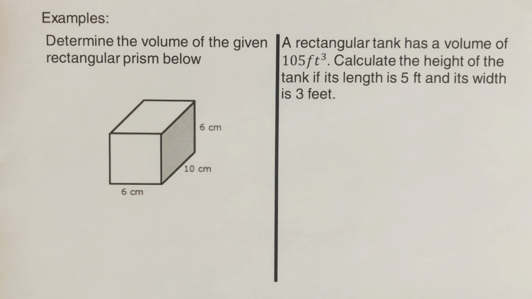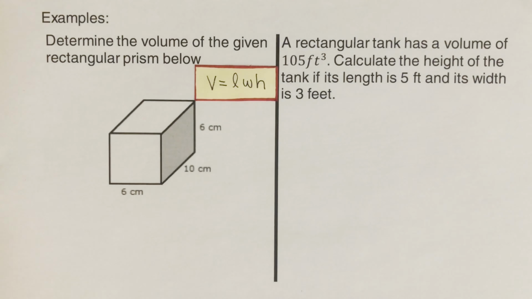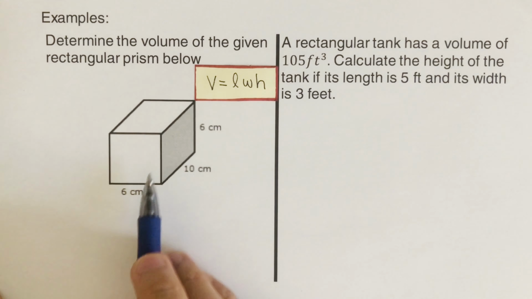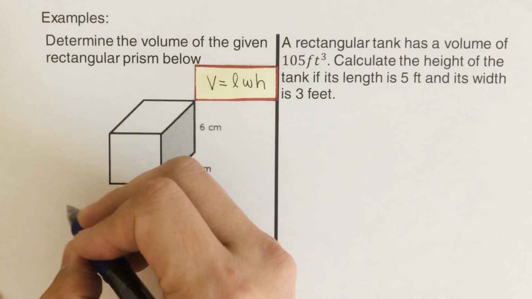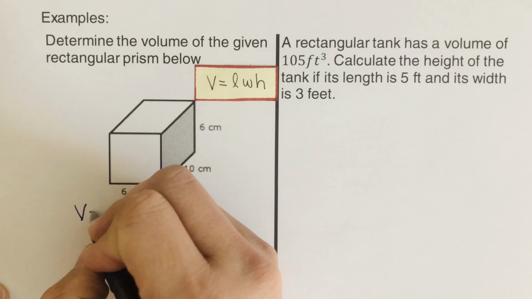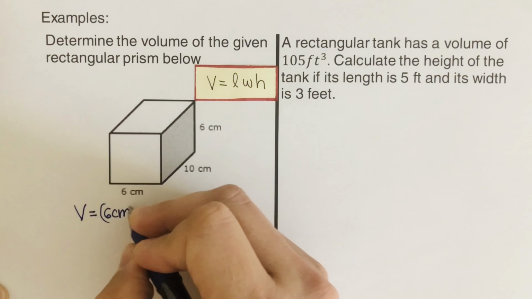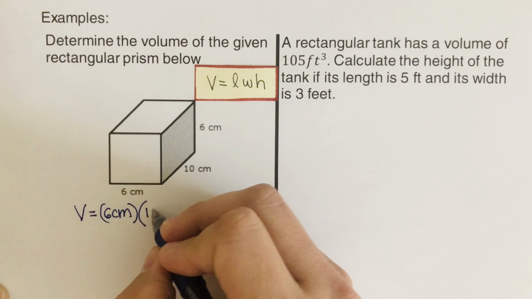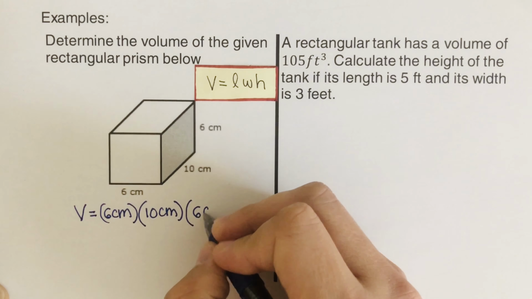Okay, so we go over the problem here. We're given a rectangular prism, and we are supposed to find the volume. We derived the specific formula for volume, which is volume equals length times width times height. We're going to use that to determine the volume of this box, or rectangular prism. Our volume is missing, but we are given the length, which is 6 centimeters, the width, which is 10 centimeters, and the height, which is 6 centimeters.